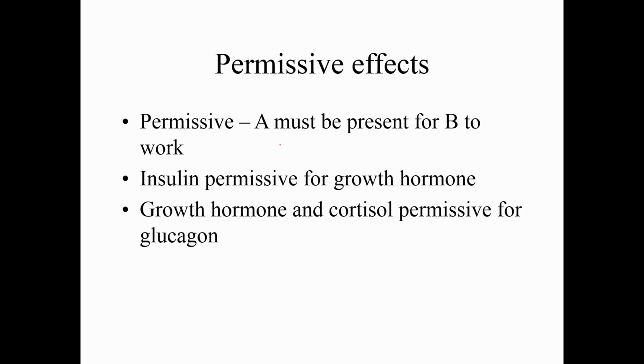Hormones interact, and a major way hormones interact is through an effect called permissiveness. So when a hormone is permissive, hormone A is permitting B to work. It doesn't do the job, but it must be present for hormone B to do the job. So insulin is permissive for growth hormone to cause growth. How does it do that? Well, growth hormone promotes protein synthesis. Insulin helps you get amino acids into a cell so growth hormone can work better. Growth hormone and cortisol are both permissive for glucagon. So growth hormone and cortisol are doing things that glucagon needs in order to raise the blood glucose level.